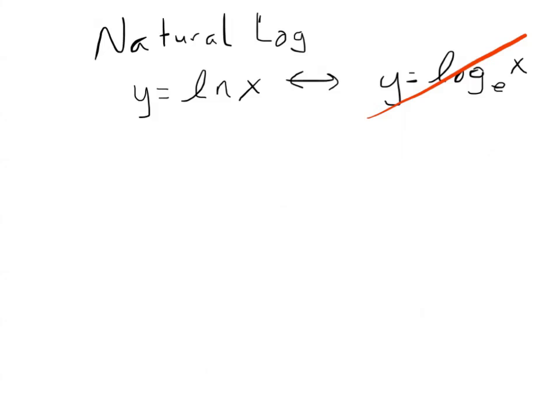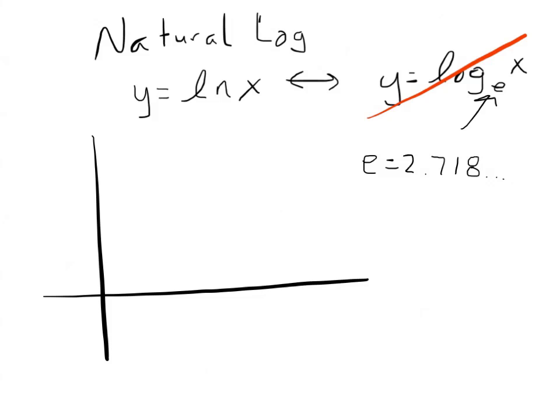All it means is that we are working with this base of e, and e is Euler's number. It's the number 2.718, and it goes on forever. It doesn't have any patterns or repeats. But that's basically what it is. Because e is 2.718, we can have a sense of what that graph looks like. It means you're going to have a point over 2.7 and up 1, and a point at 1, 0, and your vertical asymptote. That's what the natural log graph looks like.